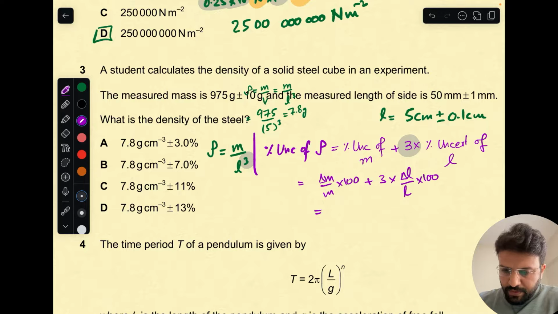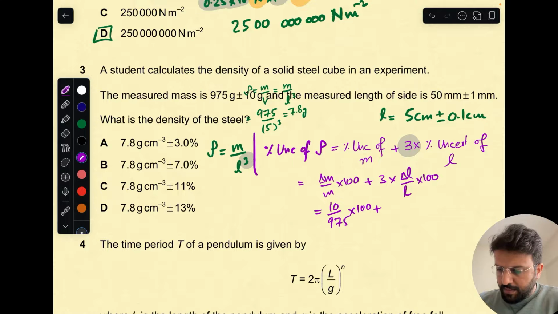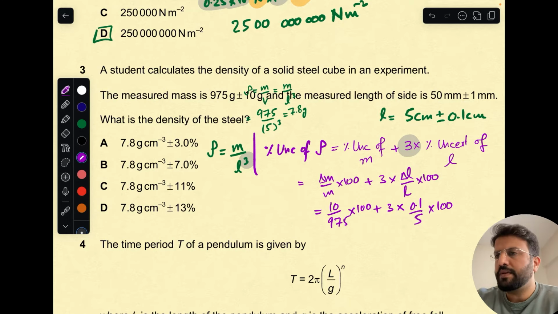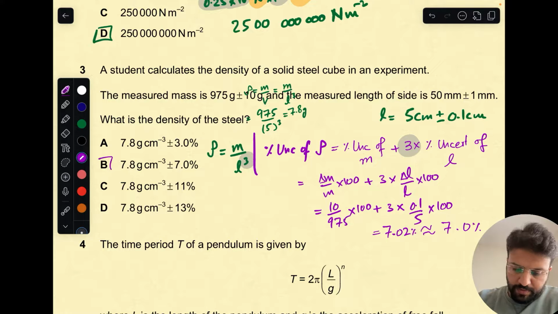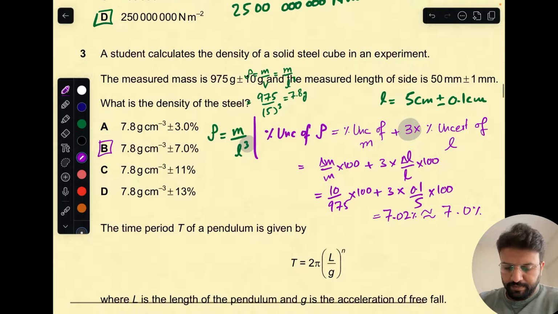So that will give you, delta M is 10 over 975 multiplied by 100 plus 3 into 0.1 divided by 5 multiplied by 100. So let's do the calculations. This will give you 7.02%. Okay, that can be rounded off to 7%. It's option B you have, that is the right option.